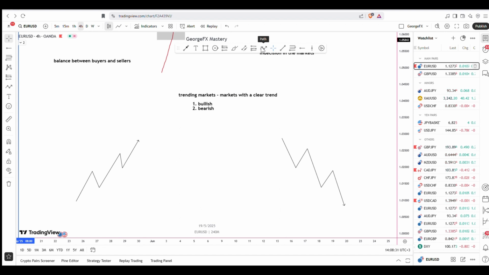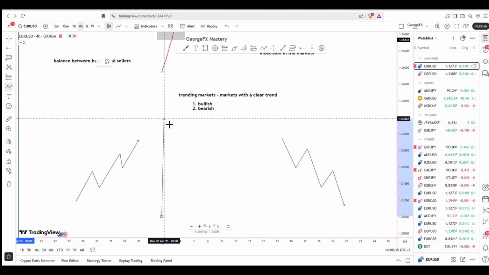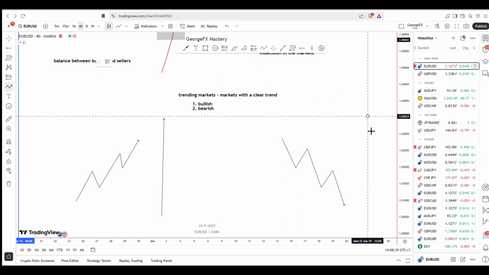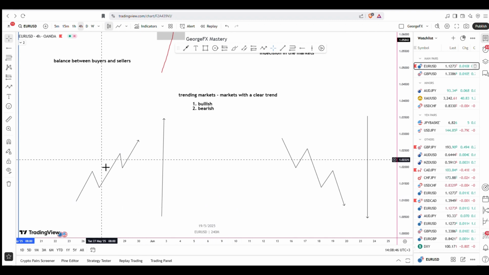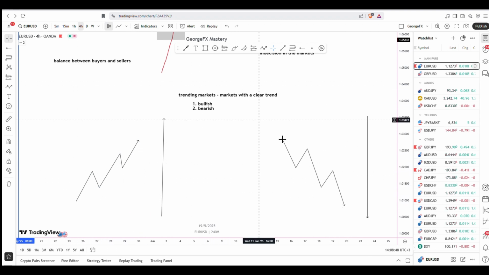You do not expect to see an uptrend market just looking like this, a straight arrow with price just pushing higher, or a downtrend market just looking like this. No, there has to be balance between buyers and sellers. There has to be some equilibrium. That is why you can see that price is looking like something like that.